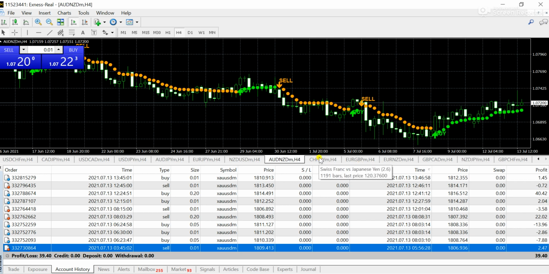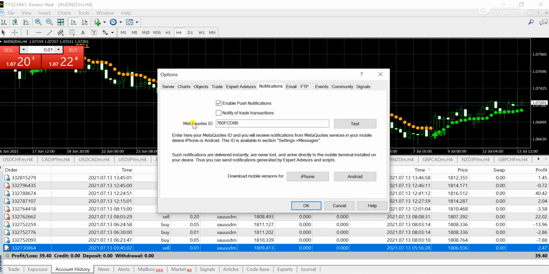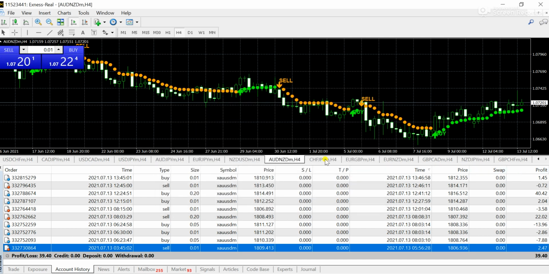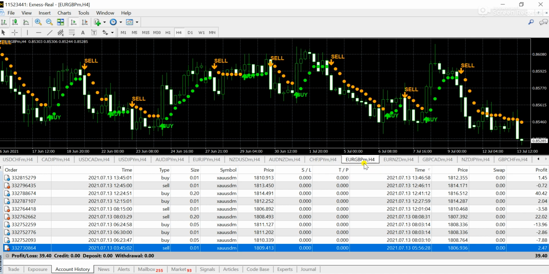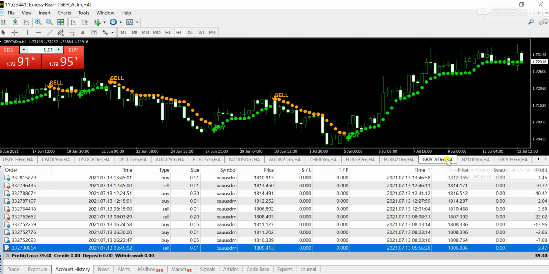So guys, this indicator sends you notifications on your mobile phone. I have set it up as per my options. If you go to tool options and write the MetaQuotes ID here from your mobile phone, from the settings of MetaTrader 4, then press OK. It will send the signals to your phone. So it's very easy to trade. Nowadays I'm not in front of my screen because I have a very busy routine.